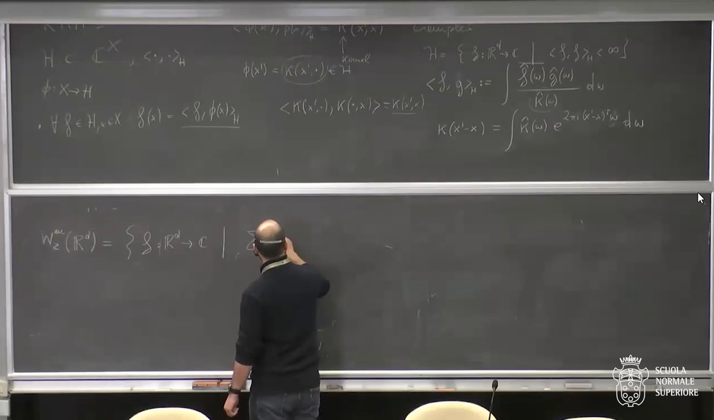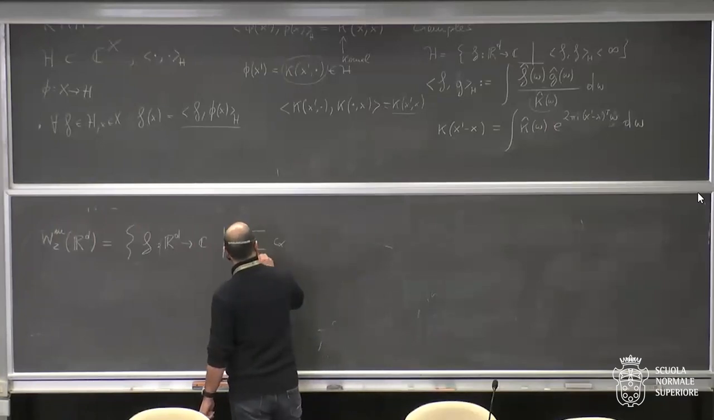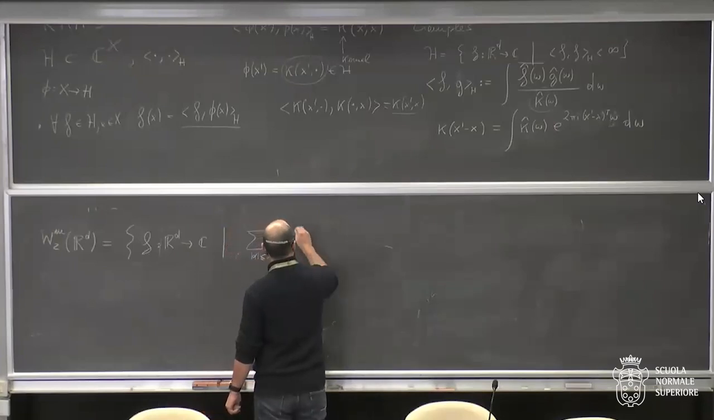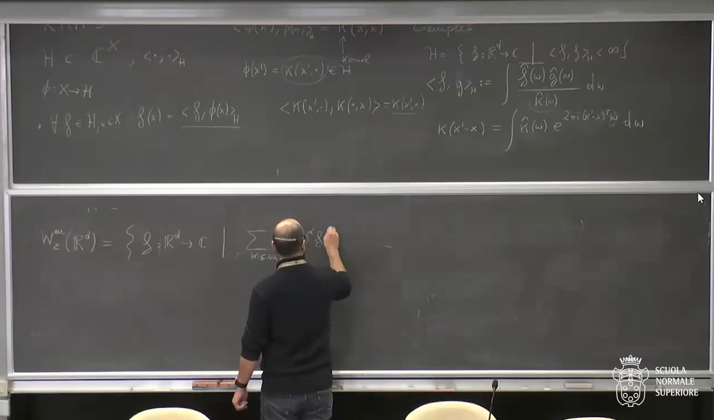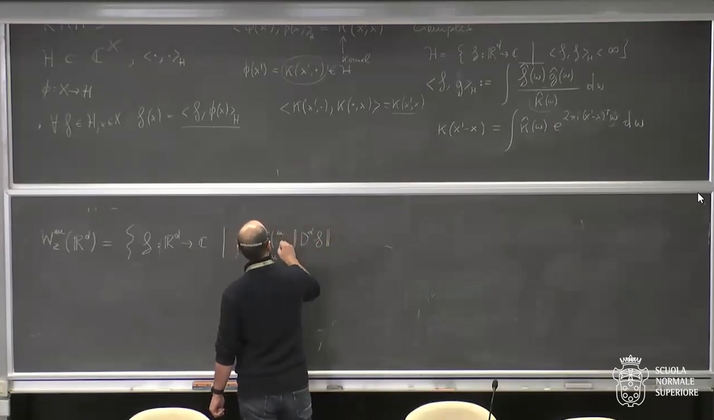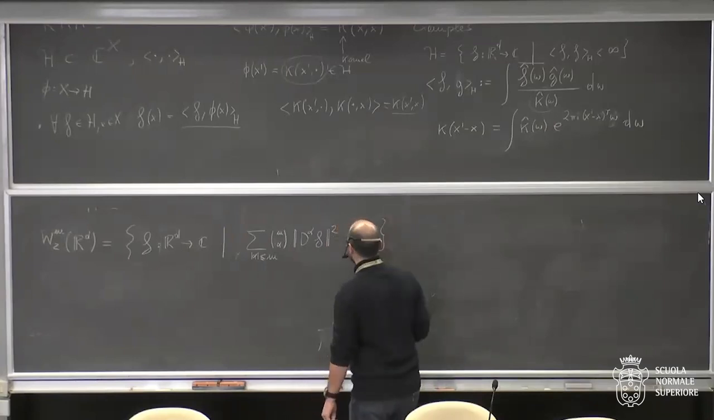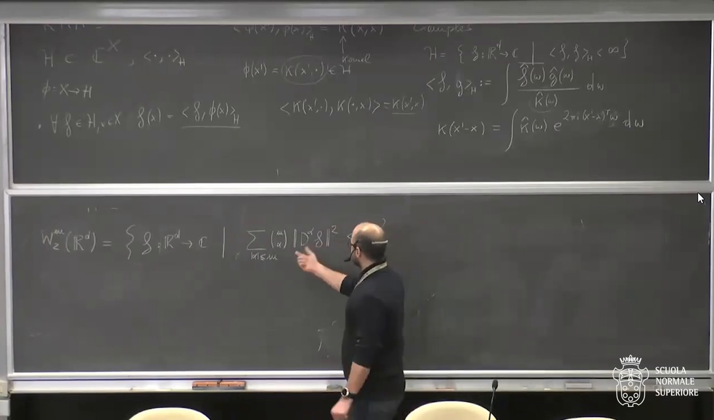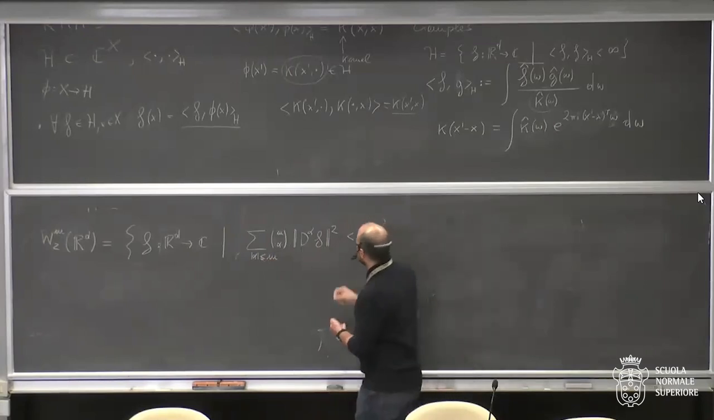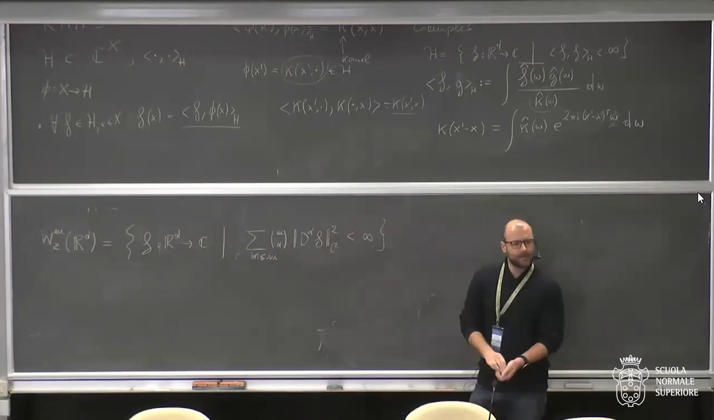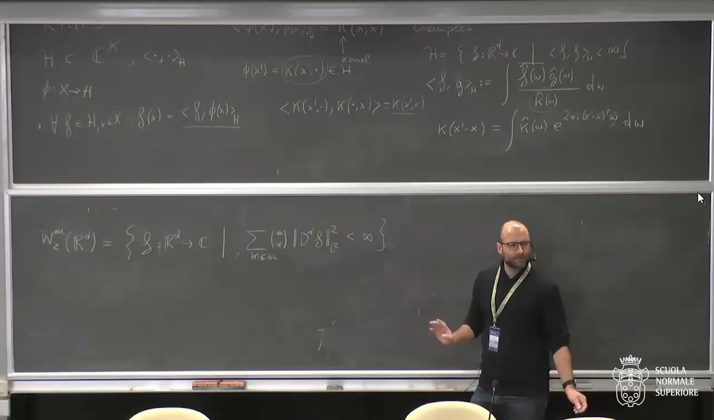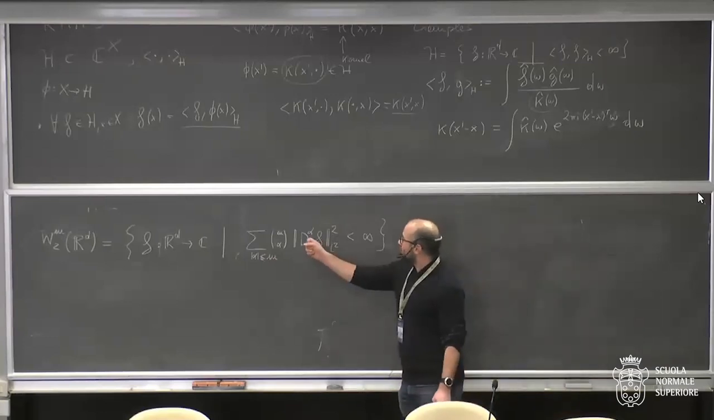How do I put the coefficients? Okay, so we can do like this. You take all the derivatives up to order m, and they are bounded. That's it. That's all Sobolev spaces. Super easy. You are just taking each derivative.